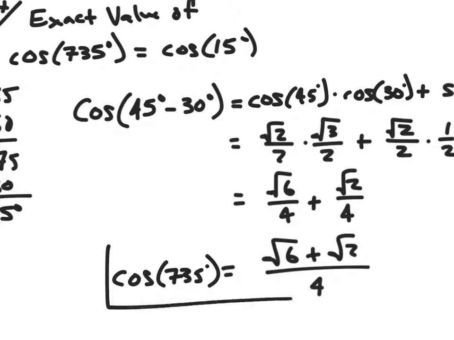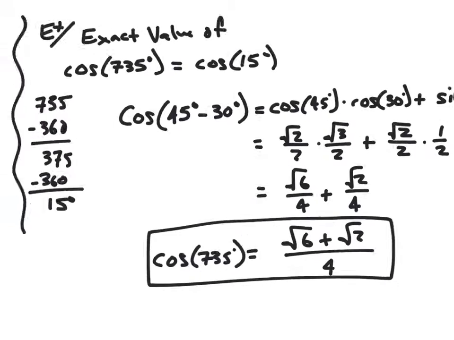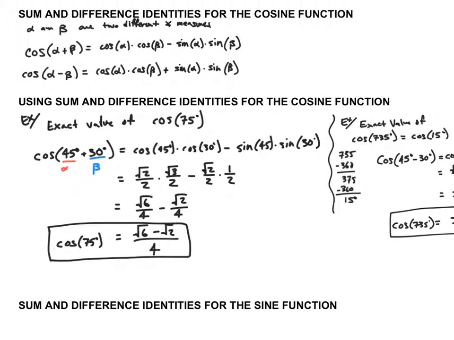Pretty cool. And you can always find approximations. One way to check is to use a calculator. Make sure you're in degree mode for this. Do cosine of 75, see what you get. Then do square root of 6 minus square root of 2 over 4, see what you get. You should get the same thing.